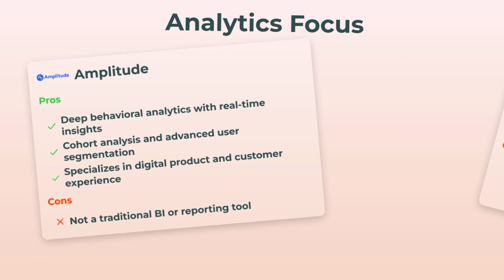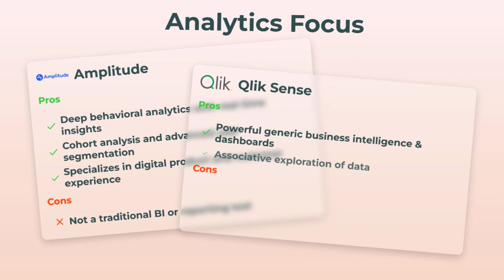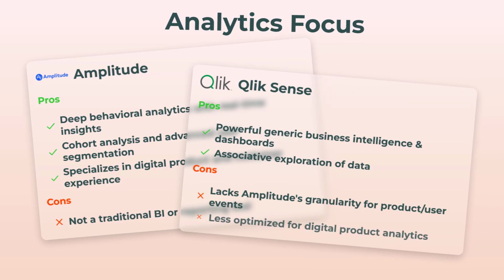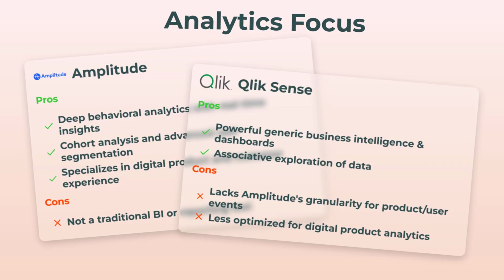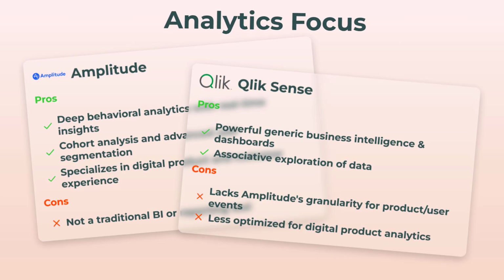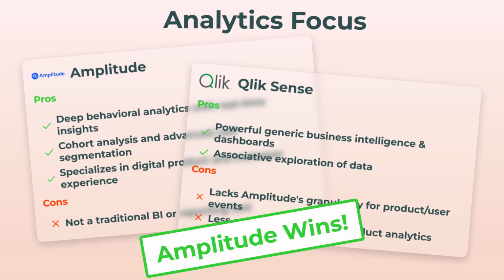That's not Amplitude's vibe. Then there's Qlik Sense. This thing is made for wide-ranging BI. Dashboards galore, any sort of business data. You can explore data any way you want. But it doesn't do those granular product or user events quite like Amplitude. If you want true digital product analytics, Amplitude is your star. This round, Amplitude takes it.